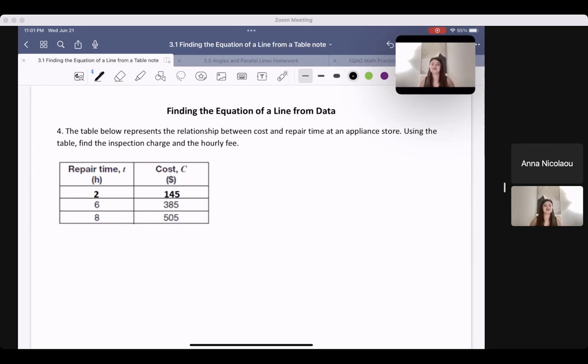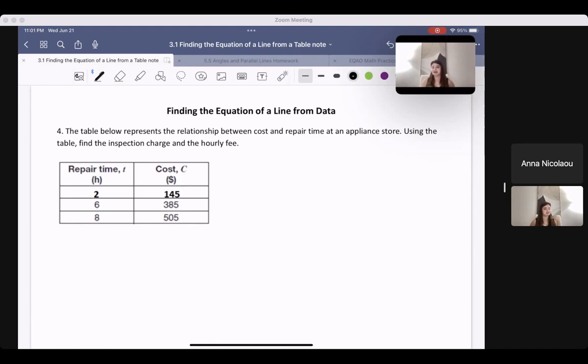Now let's talk about how we can relate cost and hourly fee to what we just talked about. How are these things related? Well, the inspection charge is just a one-time cost, right? That's like the y-intercept or the b value, because it's only tacked on once. You just pay it once for the whole repair. And then it's also additional money per hour, which is like our x coordinate or our time, right? And however many hours we're taking up, we are charged an additional amount for those.